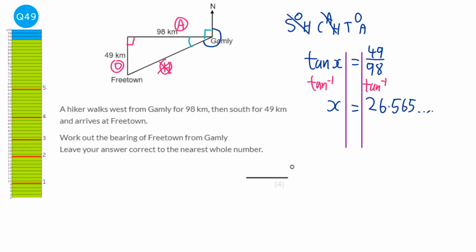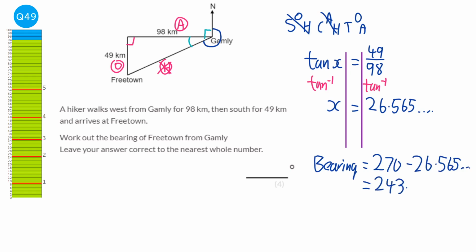So we get x equals, and we do inverse tan, which is 26.565, and so on. Okay, so we know that the whole of the way around up until this point is 270 because we've got this 90 degree left. So what I'm going to do now is we're just going to work out the bearing. So bearing, we're just going to do 270, take away the 26.565, and so on. And that gives us 243.434, and so on. It says it wants it to the nearest whole number, so that's going to be 243.